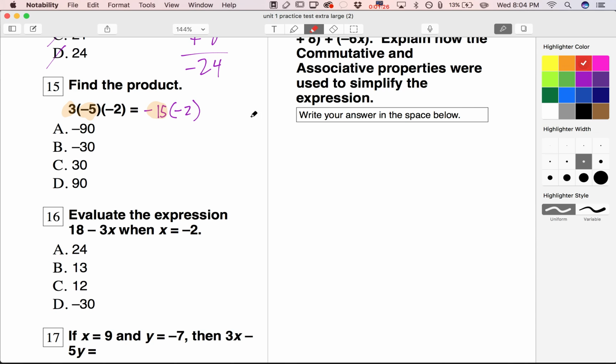Now let's color code this. And we are going to multiply what's negative 15 times negative 2. A negative times a negative is a positive. So before I even finish, I can already mark off the negative answers because I'm going to be done after this. So 15 times 2 is going to be a 30. So 30 is your correct answer.